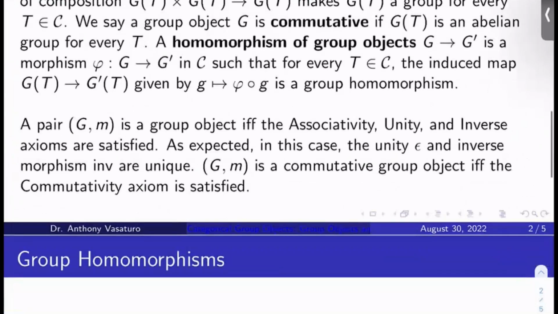A pair (G, M) is a group object if and only if the associativity, unity, and inverse axioms from the previous video are satisfied. And as expected in this case, the unity epsilon and the inverse morphism inv are unique. (G, M) is a commutative group object if and only if the commutativity axiom from the previous video is satisfied. So none of this should be shocking, but these are all good exercises to try.